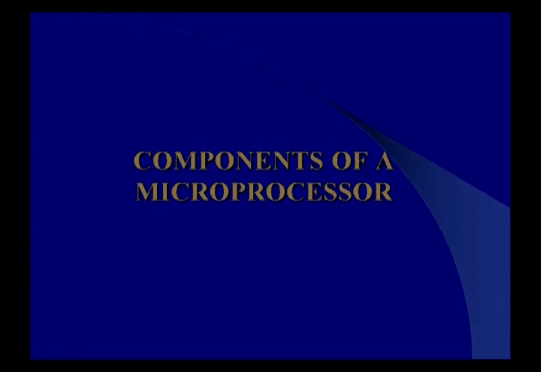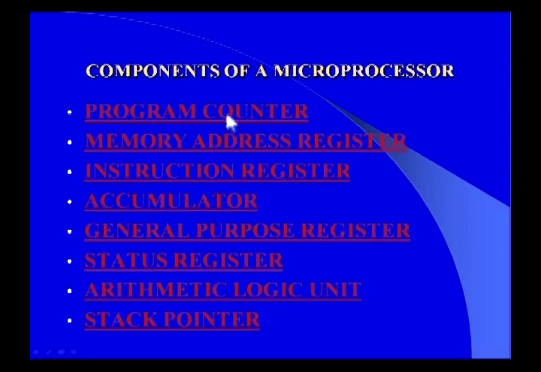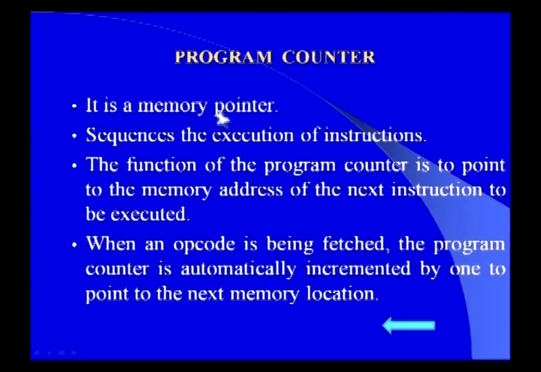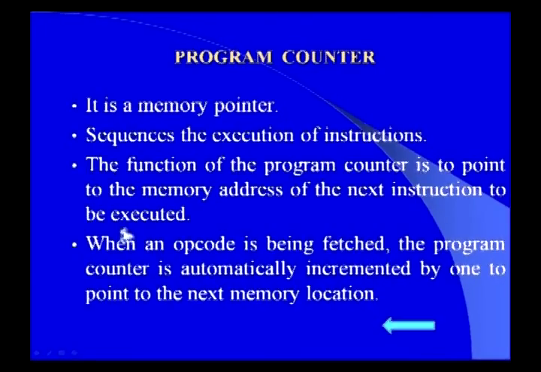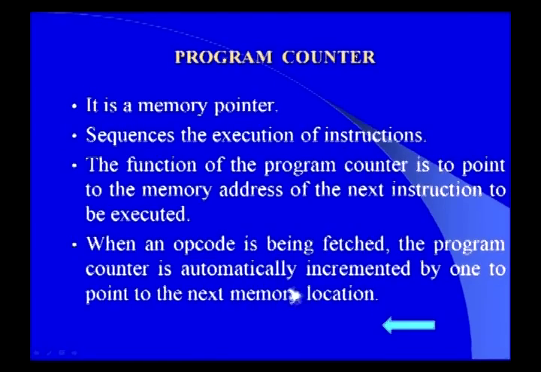Components of a microprocessor. Program counter. It is a memory pointer. It is used to sequence the execution of instructions. Program counter always holds the address of the instruction to be executed next. After fetching one instruction, automatically the content of the program counter will be incremented by 1.